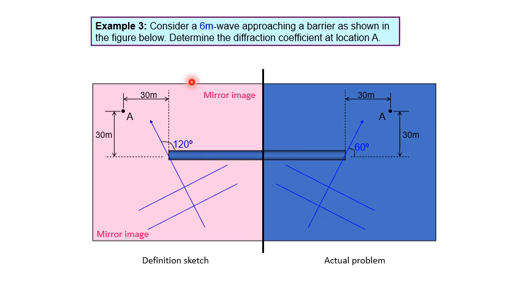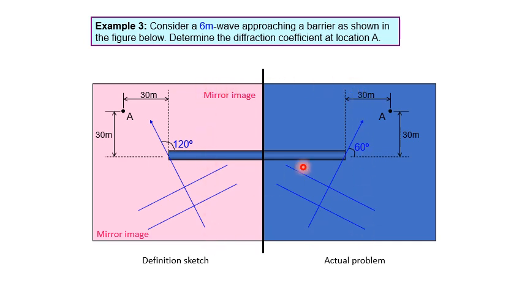Now, if we look at this problem, you will realize that the barrier is actually located in a different orientation or different direction compared to our definition sketch that we used earlier. Because in our definition sketch, the barrier is on the left-hand side. So how does that affect our solution? Now, we are interested to solve this problem.